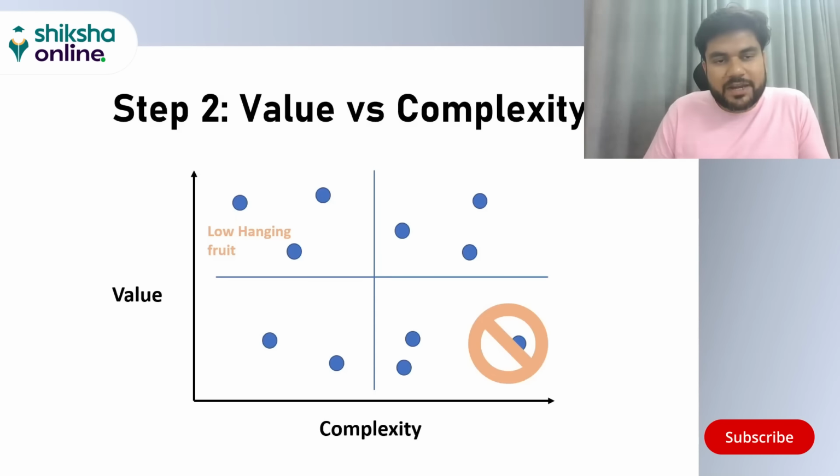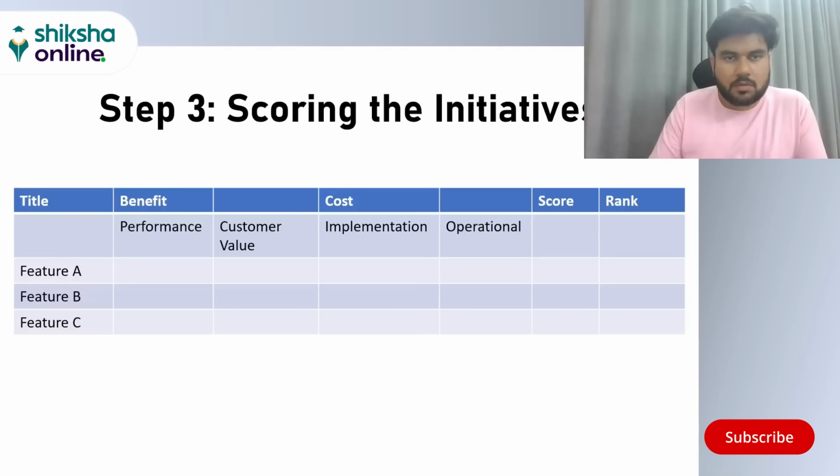So our priority would be to target these upper left corner features first, and then go ahead and solve the problem of high value and high complexity users. So that is step two of prioritizing the product roadmap. Now, based on the features that we collated in step two, step three is going deeper into analyzing these features.